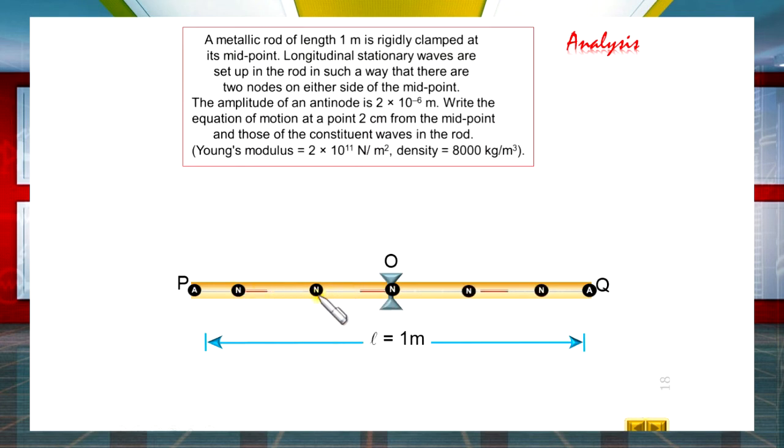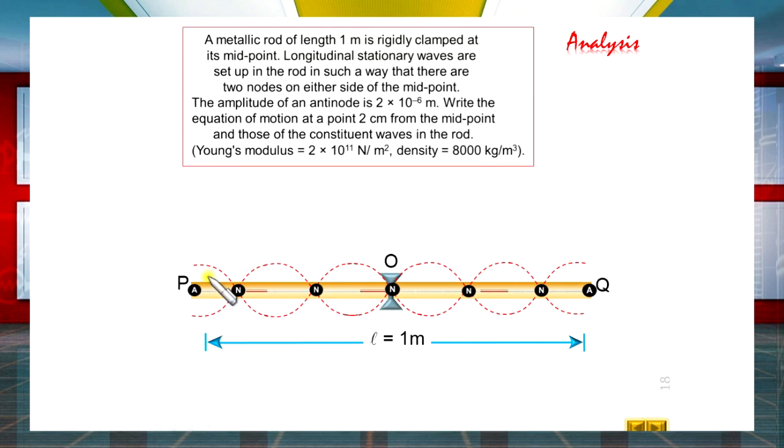Now we can draw the wave structure. Between node and node there will be one loop, and between the next node and node there is another loop, and here should be a half loop, and similar case for the right hand side also. So the wave structure should be like this. Now we know the length of one loop is equal to lambda by 2. That means this should be equal to lambda by 4.